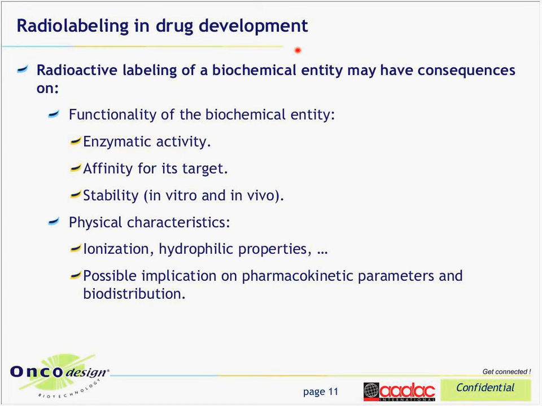When radiolabeling a molecule, we must keep in mind that this may have an impact on the functionality of the molecule to be studied. The enzymatic activity, if the molecule to be studied is an enzyme. Affinity for the target, in the case of antibodies or fragments or similar molecules. The stability of the radiolabeled molecule, maybe because the label will prevent degradation by a specific enzyme, hiding the site of cleavage. Also, adding a radiolabel on the molecule may have some impact on physical characteristics, ionization, meaning the total number of charges, and hydrophilic properties, which may have an impact on PK parameters and biodistribution.